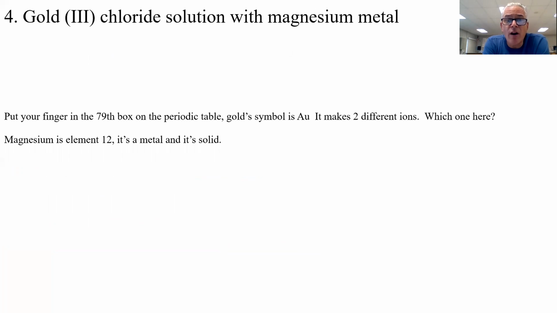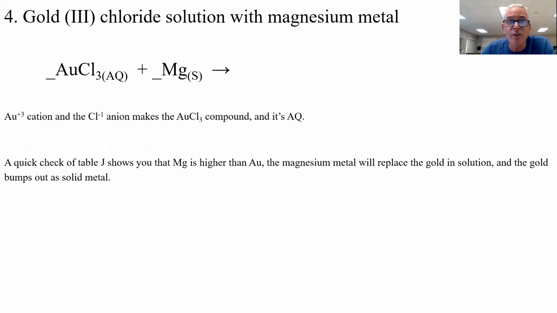Gold Roman numeral 3 chloride. So put your finger in box 79. Gold makes 2 different kinds of ions, and I'm looking at them over there, +1 and +3. Roman numeral 3 means gold +3. Chlorine is element 17. It only makes a -1 ion, so gold Roman numeral 3 chloride is going to be AuCl3. And magnesium is element 12. It's a metal. So this is how we set it up. AuCl3, it's aqueous. It says solution, so it is a solution, aqueous.